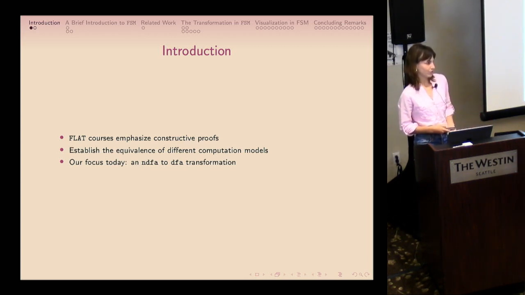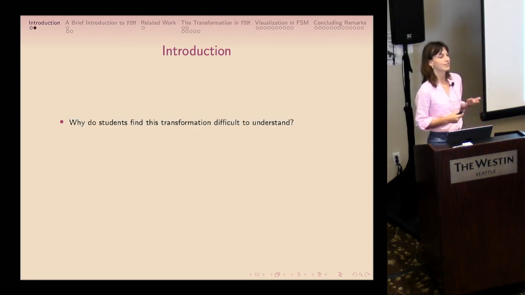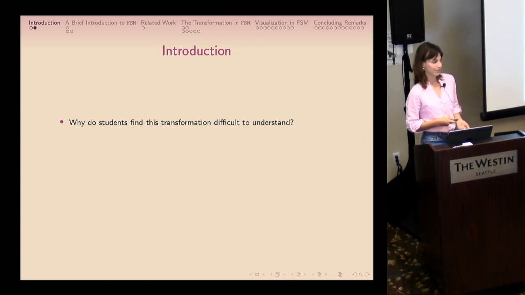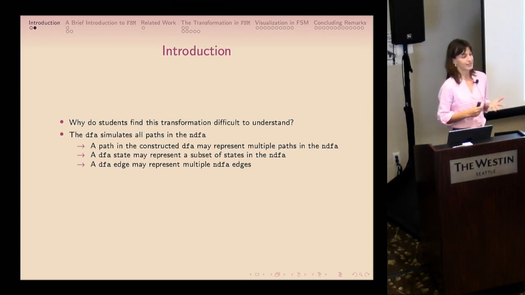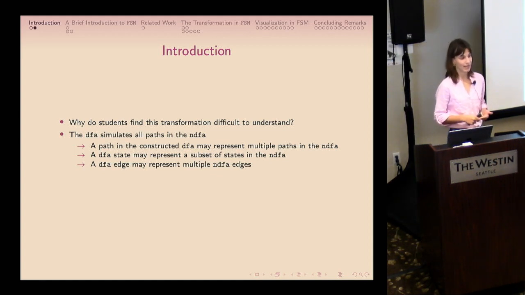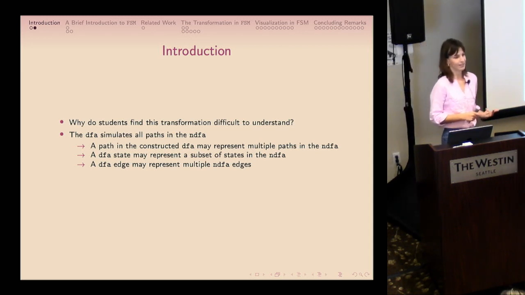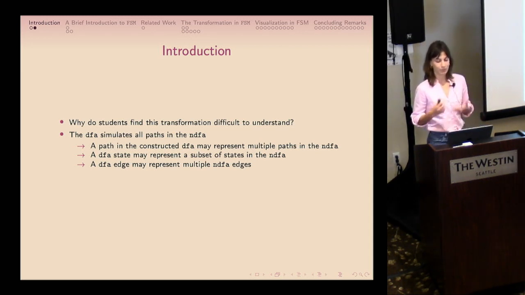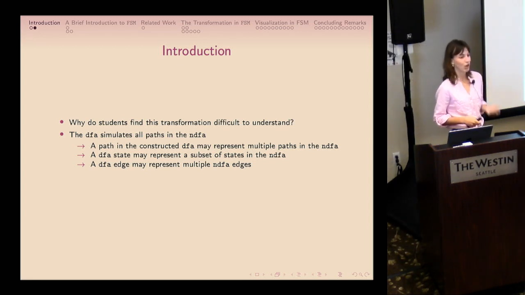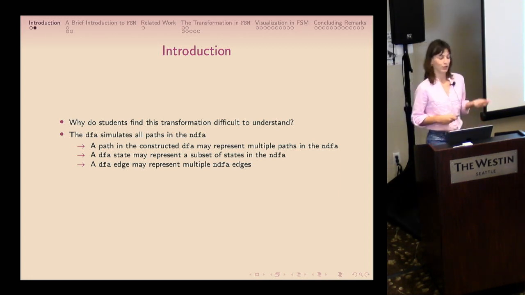Now, why this transformation? Many students struggle to understand this transformation because of all of its steps. It's easy to get lost because a student has to keep track of multiple things. The reason for this is that the DFA simulates all of the paths in the NDFA. So one path in the DFA can represent multiple paths in the NDFA, or one state in the DFA can represent multiple states in the NDFA. It's also important to note that one DFA state is commonly referred to as a superstate. Also, one DFA edge can represent multiple edges of the NDFA.